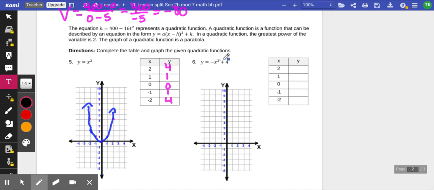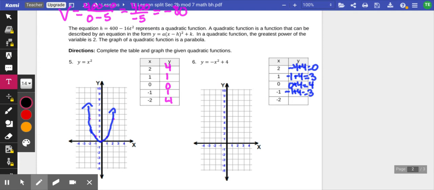All right, let's check if we're right. Negative 2 squared is 4. Make it negative, so this is negative 4 plus 4, which is 0. 1 squared is 1. We have to make it negative, so this is negative 1 plus 4, which is 3. 0 squared is 0. 0 plus 4 is 4. Negative 1 squared is 1, but we have to make it negative, so this is negative 1 plus 4. We're back to our 3.